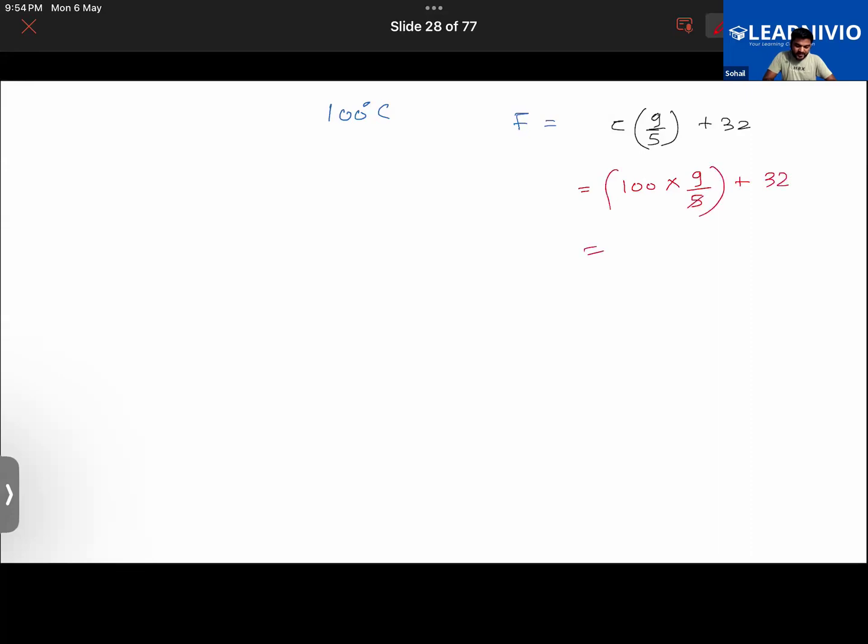So 5 cancels 100 by 20 times. So that is 20 into 9, that is 180, plus 32. So that gives you 212 degrees Fahrenheit. Isn't that very simple? Yes, sir. That is from degrees Celsius to degrees Fahrenheit. Okay, let's do another question.